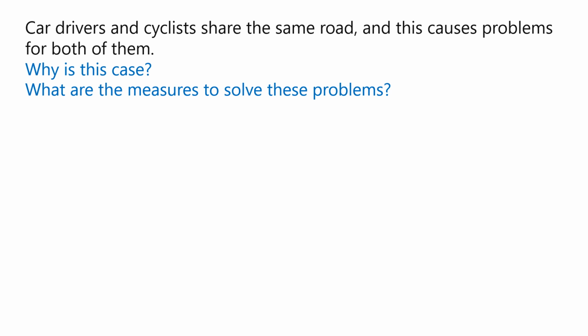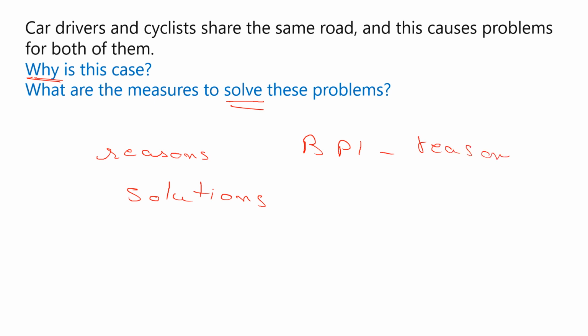So, what are my questions saying? See, the question has changed a little now. Over here, they are asking you why. So, they are asking you the reason. Okay, what are the reasons behind this? And then they're asking you what are the measures to solve this problem. So they are also asking you for solutions. Okay, in this case, what would we do? My first body paragraph will talk about the reasons, and my second body paragraph will talk about the solutions.